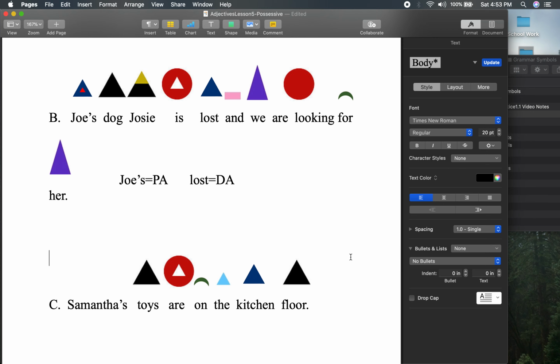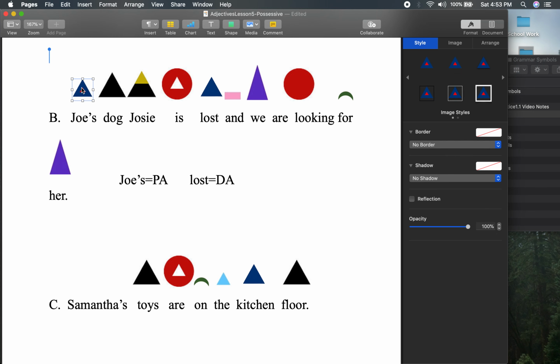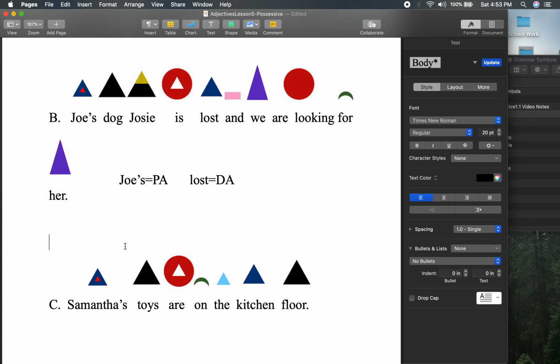All right. Samantha's toys are on the kitchen floor. That's right. Samantha's here is our possessive adjective. I know it's weird to look at a proper noun and treat it as a possessive adjective. I could have gotten even more specific and called something like this a proper possessive adjective. But at a certain point, you could get so specific with everything that you just lose yourself in meaninglessness. So I'm just going to treat Samantha's here as a possessive telling us whose toys they are. So there we have it. Samantha's toys are on the kitchen floor.